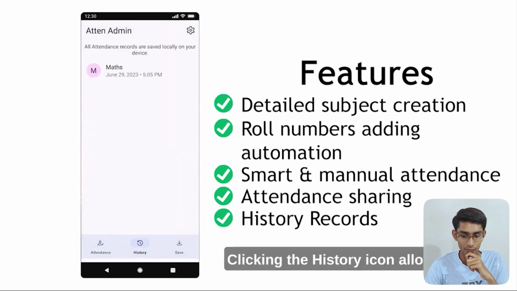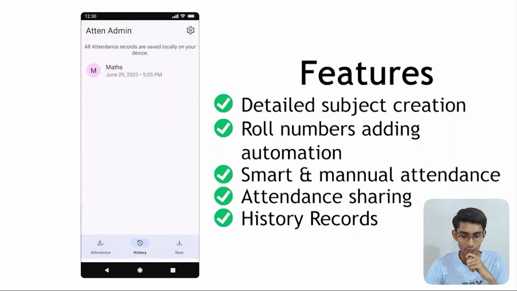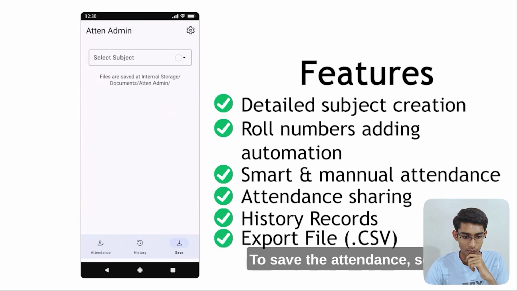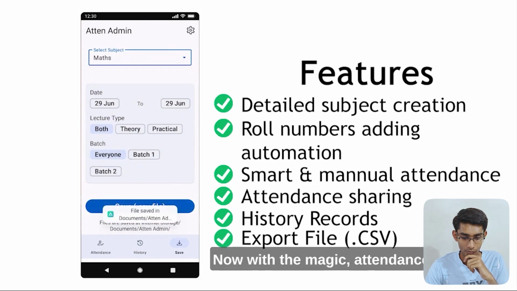Clicking the history icon allows you to see all previously taken attendance records. You can select any attendance to edit it as needed. To export attendance data, click the Save icon. To save the attendance, select a specific subject, select the appropriate filters and click on the Save button. Now with the magic, attendance records of selected subjects will get saved in files.